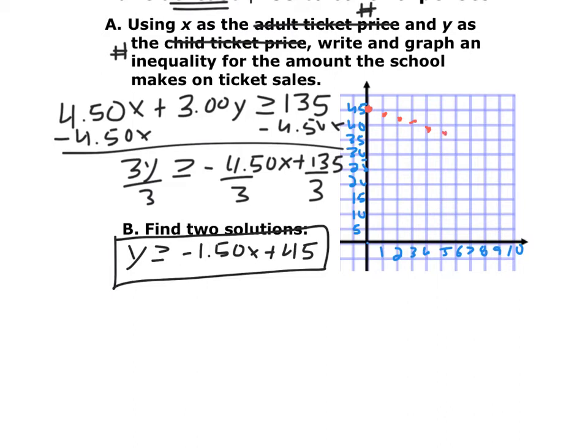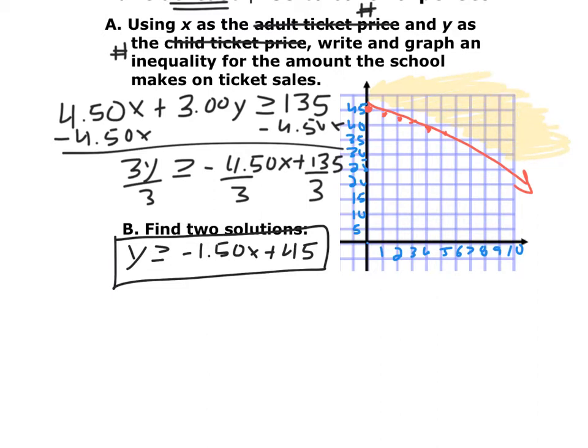Now, because we have a greater than or equal to inequality, we have a solid line. It's not dashed because it's not strictly greater than or strictly less than. All right? The shading. The inequality is a greater than or equal to, which means we need to shade above the line. We need all solutions greater than our line. Okay? So everything up here is a solution to the inequality.